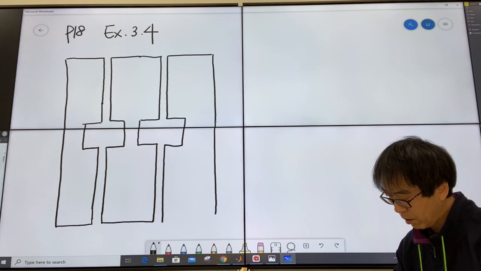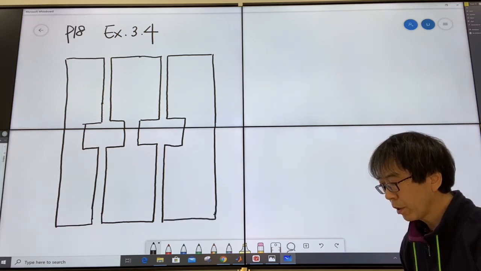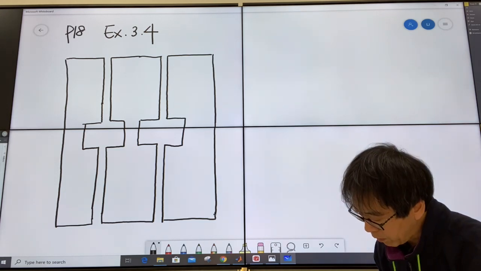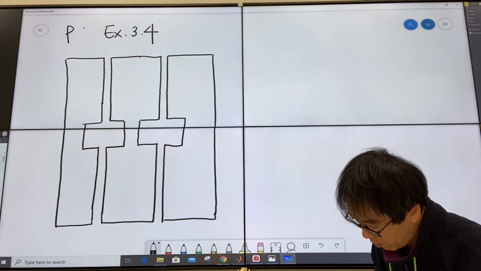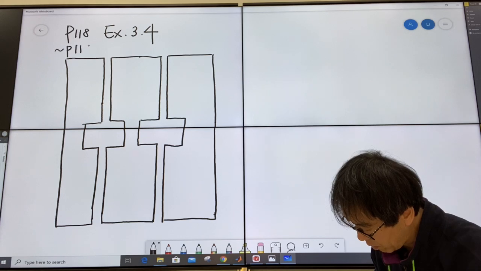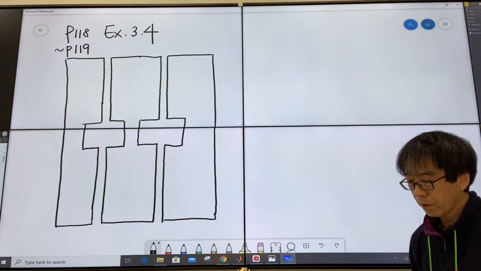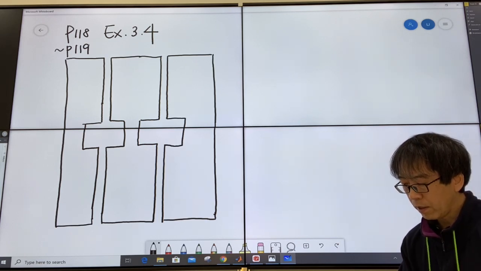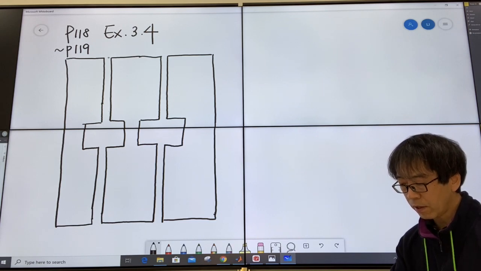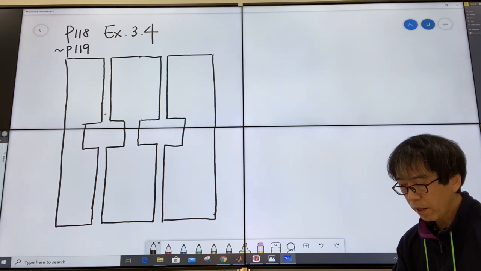So this is the top view of the drawing appearing on your textbook, page 118. So not 18, but 118. Okay, and you have this little island structure right here, supported by this thin beam.